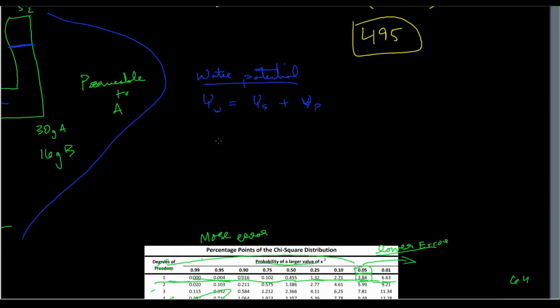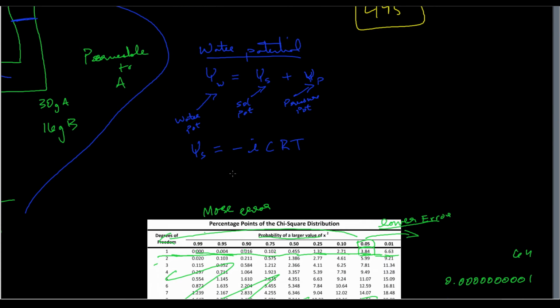So water potential, solute, and then pressure. And then the solute potential actually has its own formula, where it is negative iCRT. Okay, so what are these things? All right, let's go look at this.